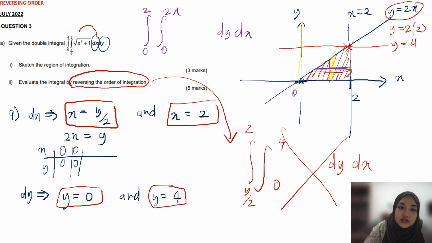And then as for the function, we rewrite it back as x squared plus 1. That's the most important thing. You cannot simply change the place. You have to get the limits from the graph. That's why you have to sketch the graph in order to find the limits. So we continue to calculate on the next slides.